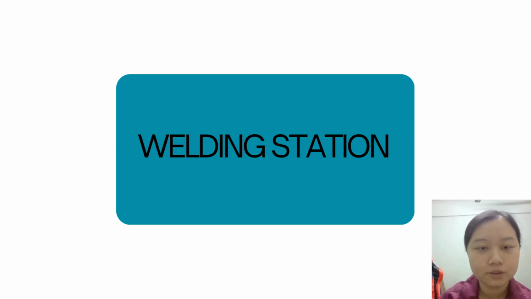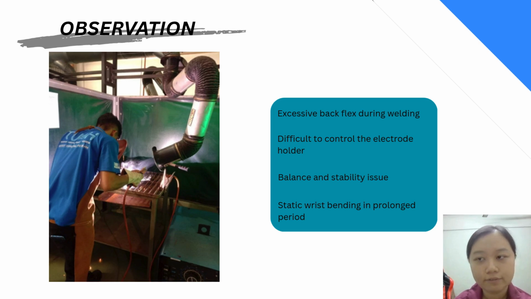So now I'm going to talk about the welding station in UTeM FTKIP. Firstly, we have done some direct observation on the users of the welding station, and you can see that this is a first year degree student in FTKIP. We interviewed them during their workshop session, and they are facing excessive back flex during welding, and they find it difficult to control the electrode holder during welding. Also, they are facing some balance and stability issues. Lastly, they need to maintain static wrist bending for a prolonged period.